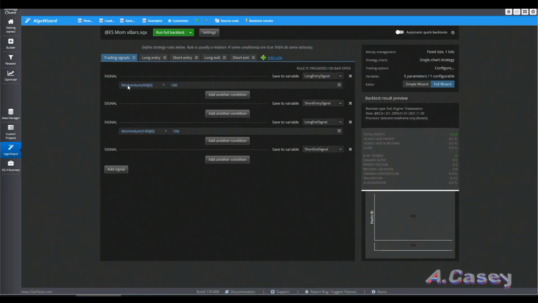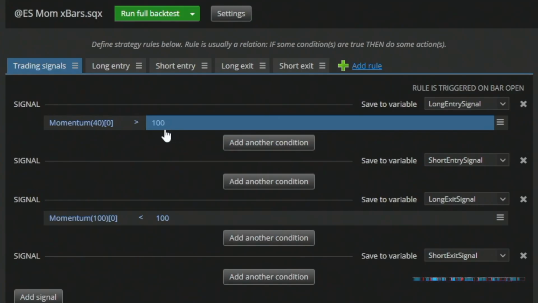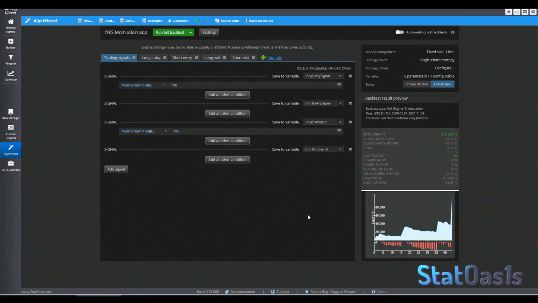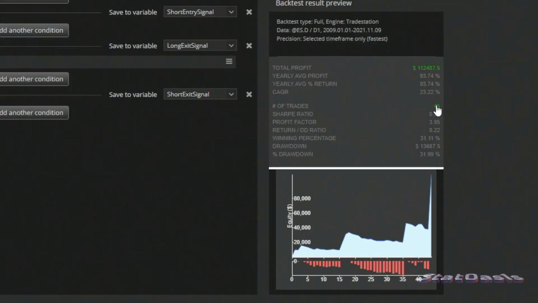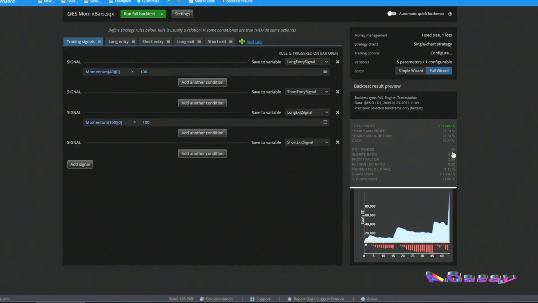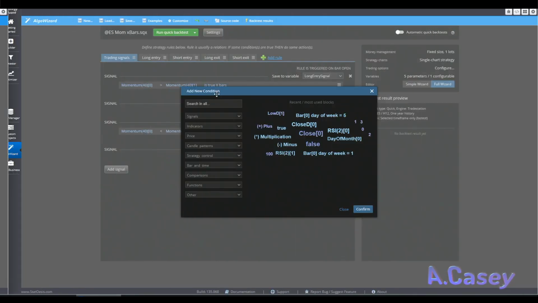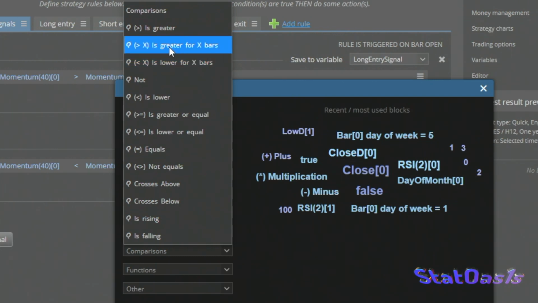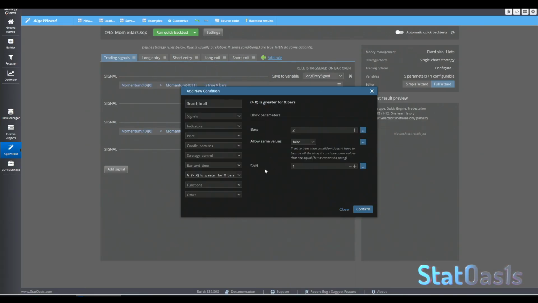In Algo Wizard, momentum is used with a times 100, so 100 is like zero, and this is the ES. If we do momentum, we can see it's just like trend following, and it does work, but of course the number of trades is extremely low. So now we will use a little bit of a twist to make the strategy unique. In StrategyQuant X, we have a comparison that says greater for X number of bars. Basically, it compares two values and is true or false for X number of bars.